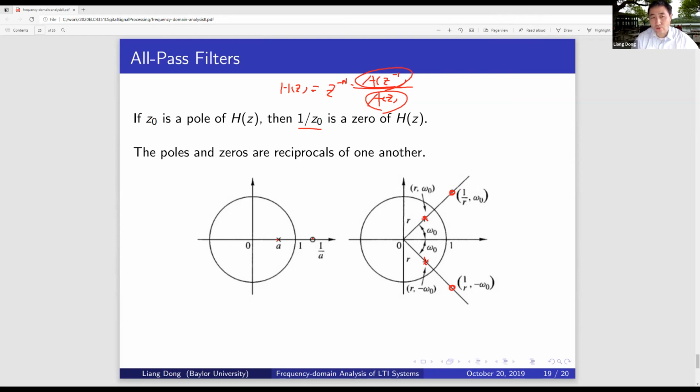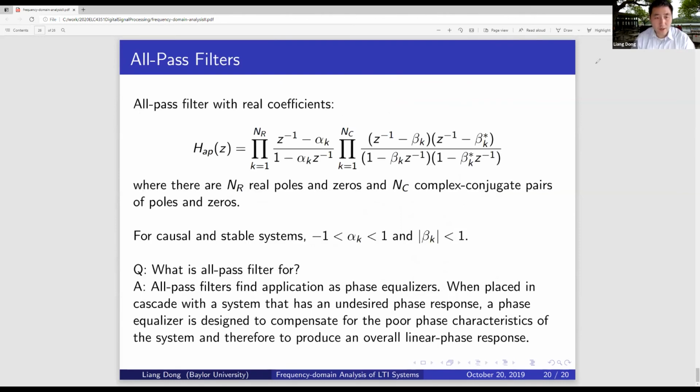So for an all-pass filter, if it's also causal and stable, we know that all these poles are within the unit circle. Therefore, all these zeros are outside the unit circle, because they are the reciprocal of the poles. So the all-pass filter, if I have it with all real coefficients, which means either you have zeros and poles on the real axis, or you have complex conjugate pairs, I can write it into this product form.